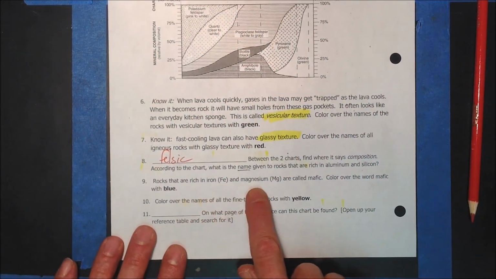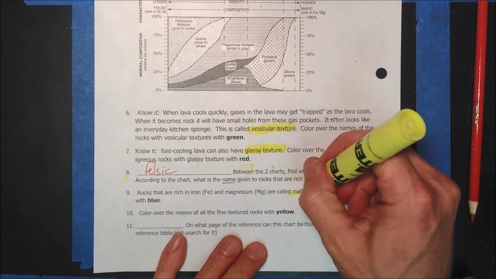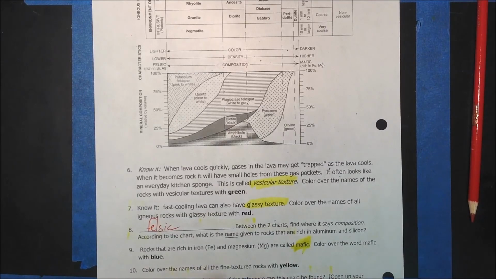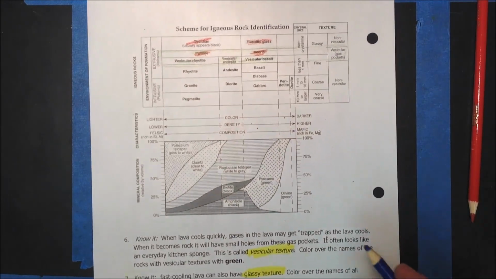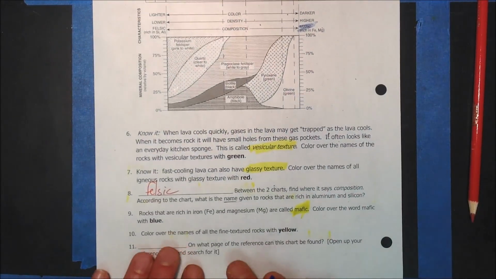Rocks that are rich in iron and magnesium are called mafic. Color over the word mafic with blue. Okay, mafic is key. Iron and magnesium, the darker color, and what am I doing? Coloring over it with blue. Just the word mafic, just like that. Just to see that it's on that chart and where it is.